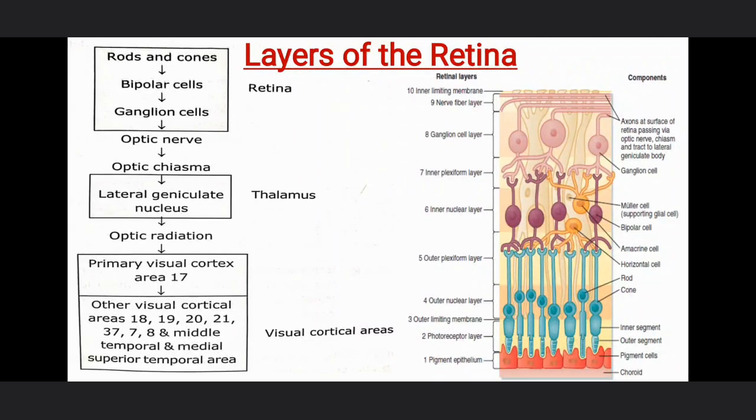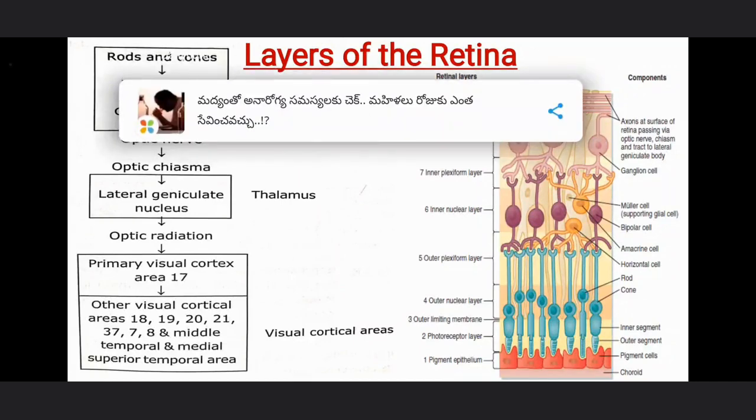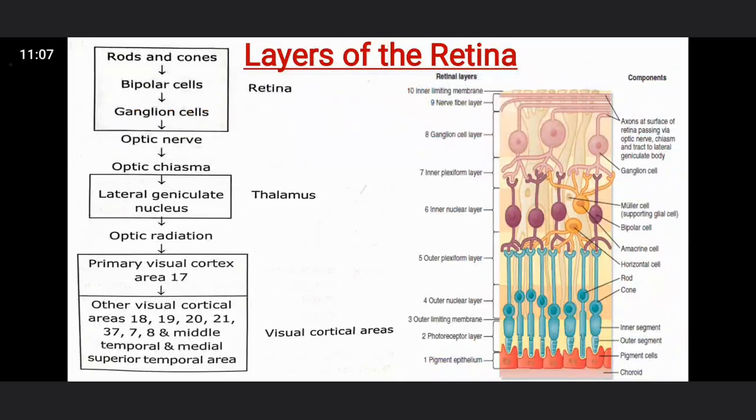From each eyeball, the optic nerve comes out and forms the optic chiasm. From there, it relays into the lateral geniculate nucleus, which is a part of the thalamus. From there, fibers emerge, called optic radiation. They relay in the primary visual cortex, area number 17. Later on, other visual cortex areas 18, 19, 20, 21, 37, 7, 8 are located in the medial temporal and medial superior temporal areas.